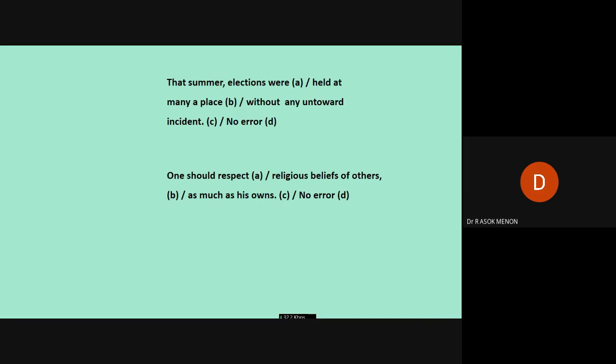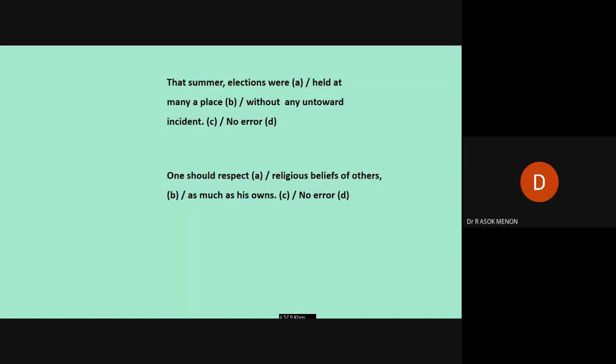Welcome your answers. One should respect religious beliefs of others as much as his own. Birup says it is C. Shifam says B. Pravalika Mampalli, C. Shaiba, C. Kamal, C. Okay, your choice is correct.